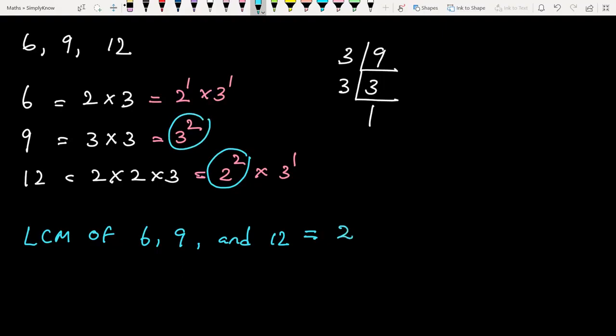So 2 to the power 2 times 3 to the power 2. 2 to the power 2 is 4 times 3 to the power 2 is 9. 4 times 9 is 36. So 36 is the LCM of 6, 9 and 12.